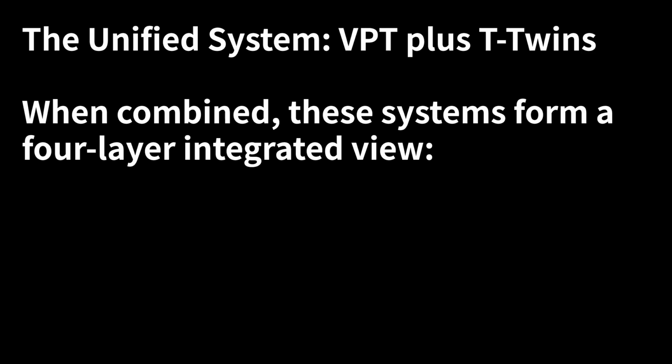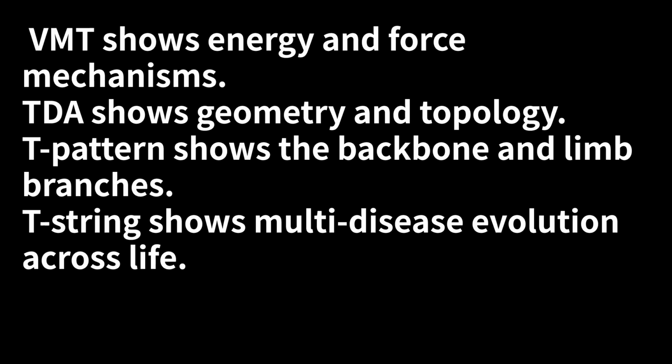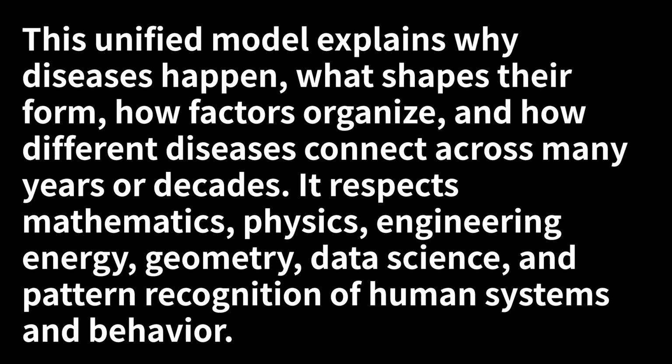The unified system, VPT plus T-twins. When combined, these systems form a four-layer integrated view. VMT shows energy and force mechanisms. TDA shows geometry and topology. T-pattern shows the backbone and limb branches. T-string shows multi-disease evolution across life. This unified model explains why diseases happen, what shapes their form, how factors organize, and how different diseases connect across many years or decades. It respects mathematics, physics, engineering, energy, geometry, data science, and pattern recognition of human systems and behavior.